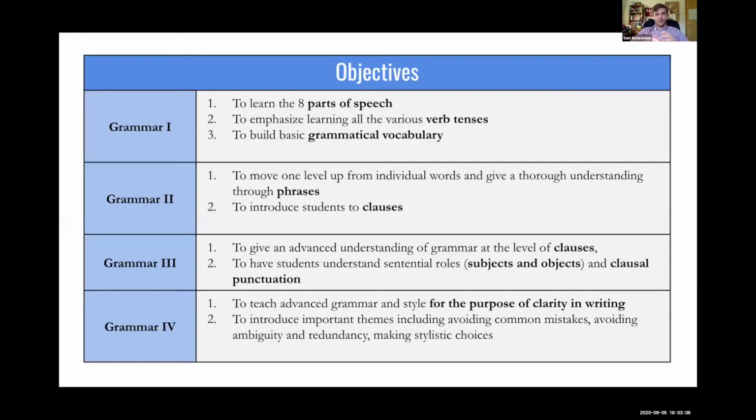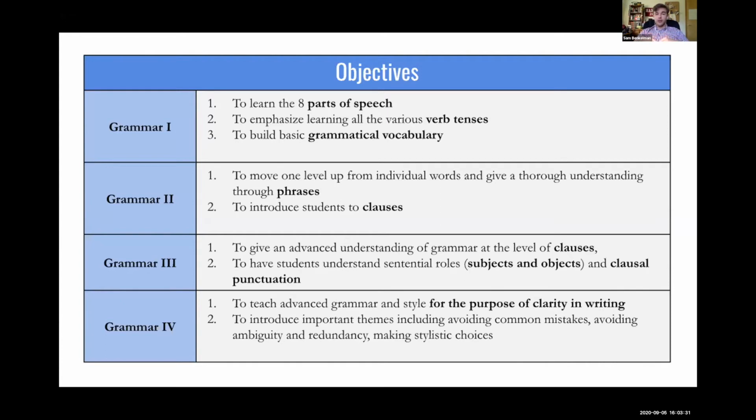So we have 4 levels of grammar. We're going to focus on grammars 1 and 2 in this seminar here, but 4 levels. You can see the same information in even more detail online. But just to outline it, grammar 1 is the beginner level. We start from fundamentals, so we don't assume any prior knowledge of grammar for grammar 1.